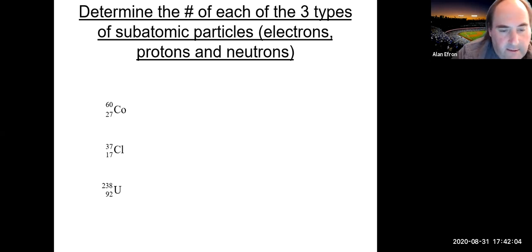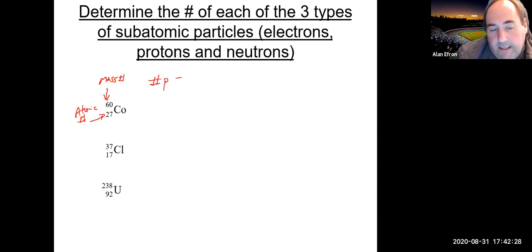Okay, so let's take a look and see how we're doing. We'll start with the first one here. Co is cobalt. And again, remember that our top number here is the mass number. The bottom number here is our atomic number. And remember, it's the atomic number that tells us the number of protons. So we know that the number of protons for our top one here should be 27, as that's the atomic number.